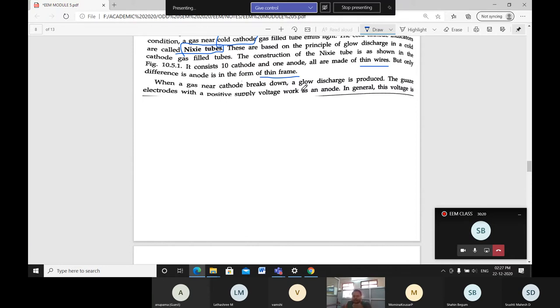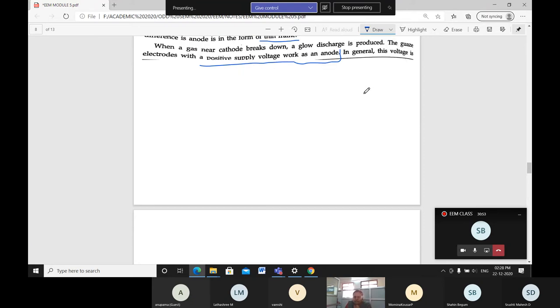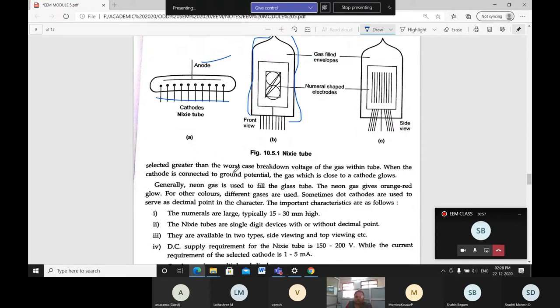Then the glow after breaking down means a number of electrons will be hitting and spreading out, discharging its energy. It's discharging its electrons in that way. Positive energy is discharged in a basic way; you can think of it that way also. Discharge is produced. The gauze electrodes with a positive supply voltage work as an anode. In general, this voltage is taken as greater than the worst case breakdown voltage of the gas within the tube. The supply you give should be provided in a consistent manner, because if you give high voltage, your tube will burst.